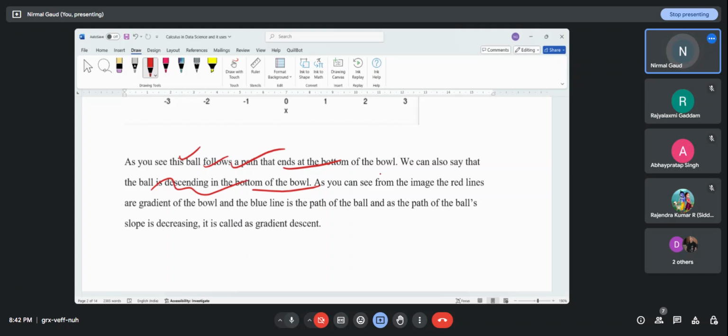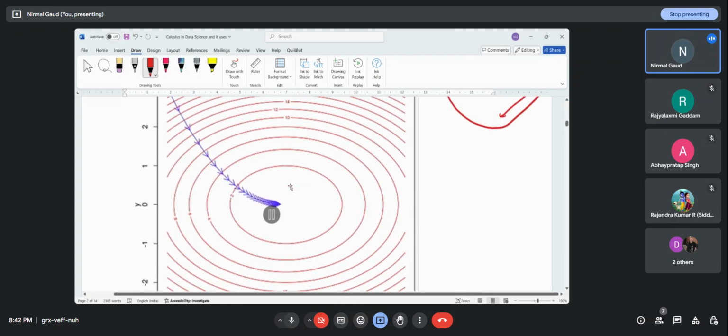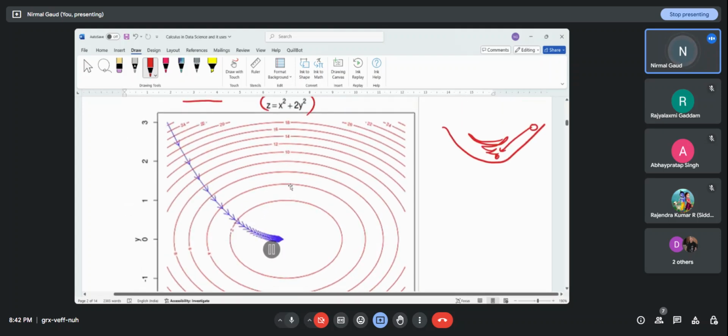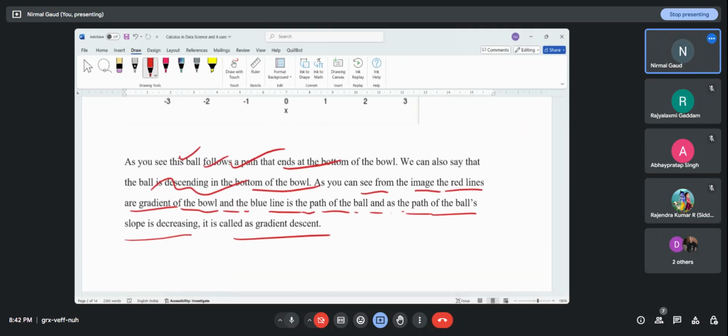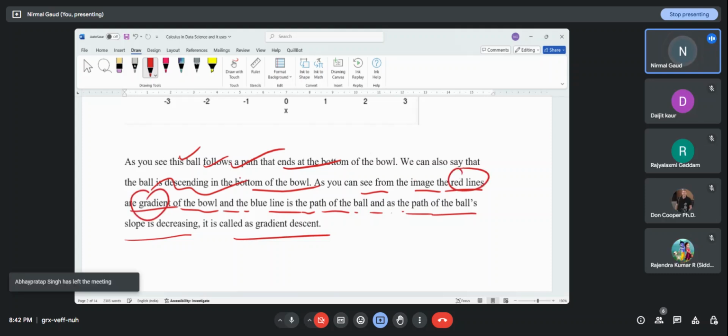Okay, and we can see in the image that the red lines are the gradient of the ball, and the blue lines are the path of the ball. As the slope of the ball's path is decreasing, it is called gradient descent. We have red and blue. These tracks are being built. The red lines are the gradient of the ball at every position.